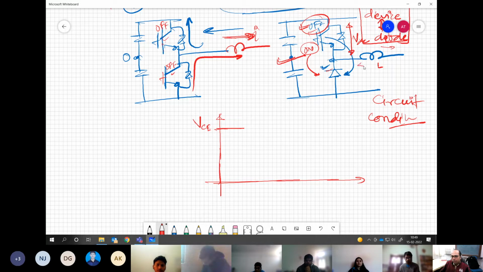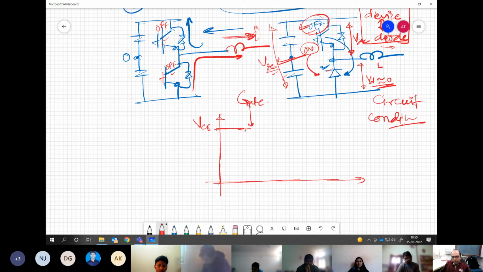And what is the voltage across the diode? Say nearly 0. That is how the KVL will also be satisfied. VDC is here and your VDC is getting dropped here. Now, say at this moment you have applied the gate pulse.